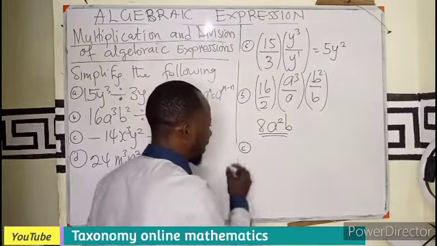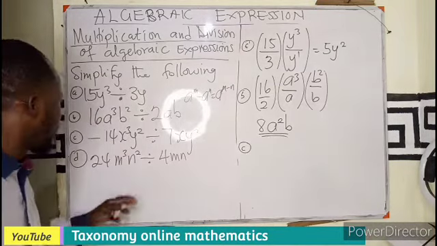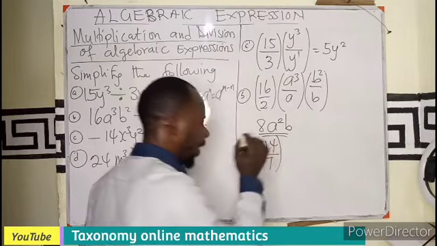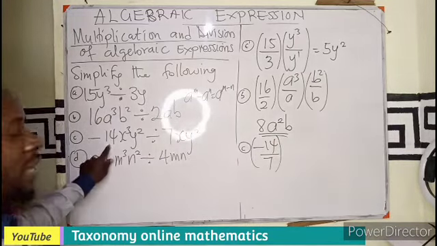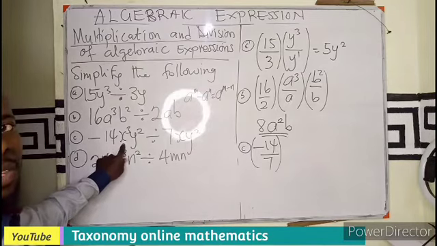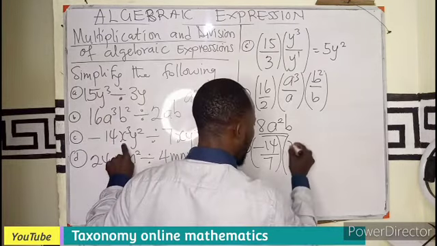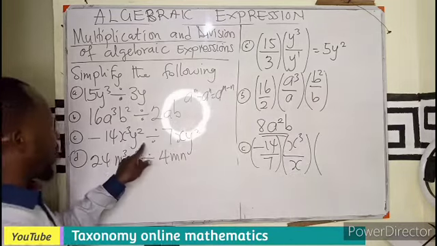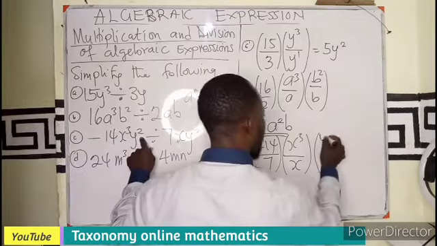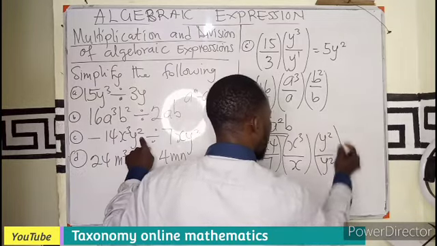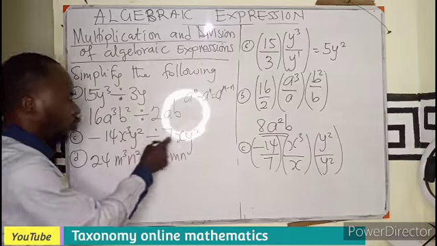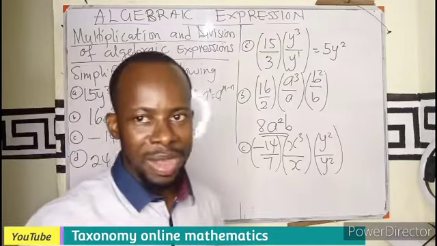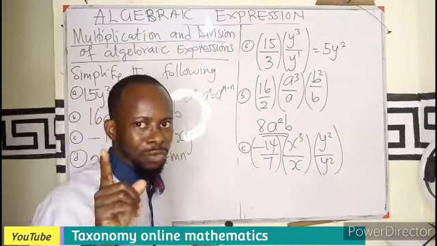So simple. Right? Good. Then let's see the third one. Minus 14 over 7 in one bracket, then we take what? X to the power 3 over x. Then y to the power 2 over y to the power 2. Don't forget that y to the power 2, y to the power 2. So that is what we will get. Negative 14 divided by 7. I got it to be negative 2, right?